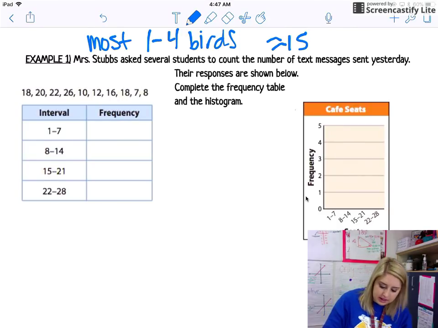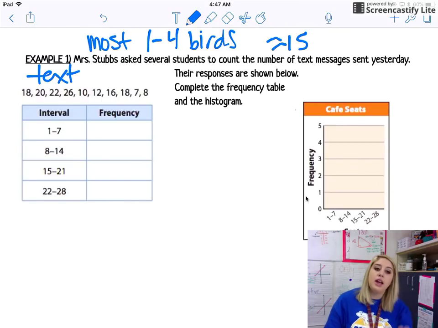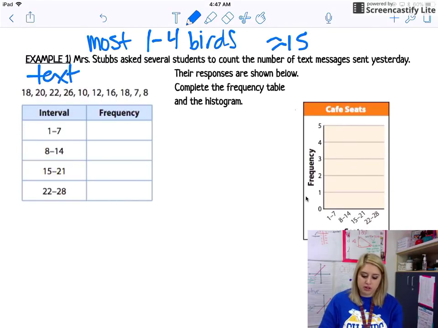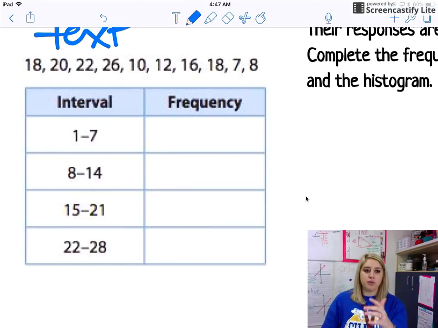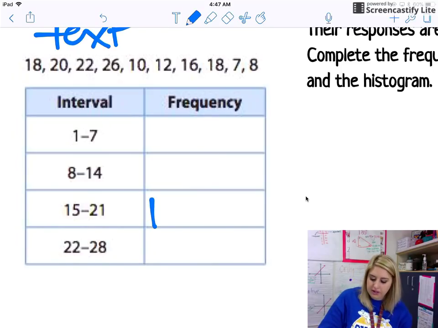We need to take these text messages and put them in our frequency chart. So I'm going to be looking at how many text messages are between 1 and 7, and so on and so forth. Here's how I do it. I take the first number, 18. I'm going to put a tally mark here at 18. Cross it off. 20. Okay, it happens between here and here.